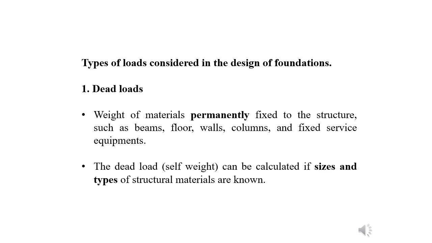Dead load we can calculate by its size, right? And the types of structural materials. Types of structural material means what? The density of the materials. So both we can use to calculate the load of the dead parts or dead components of the structure.